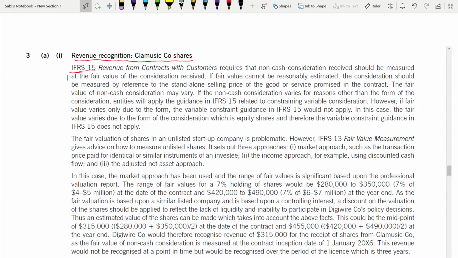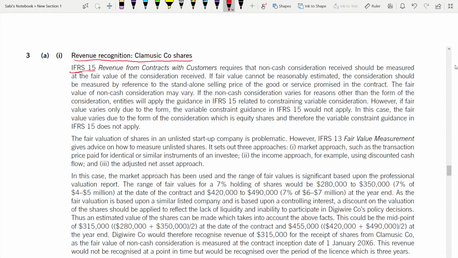Now let us go to IFRS 15 in detail. When you are saying IFRS 15, you have to give some principles, some rules from IFRS 15, and list them before you apply them to the case study. That's how your answer has to be. Whenever you give any IFRS or IAS, first write the rule, what it says. Then you have to apply it to your case study. So here, revenue from contracts with customers requires, what does it require?